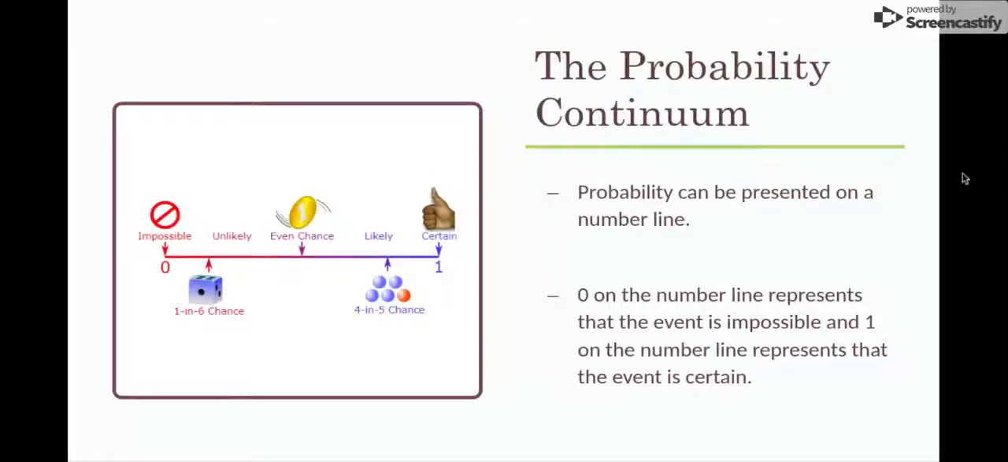Probability can be presented on a number line. This is called the probability continuum. The left side, or 0, represents the impossible. The right side, or a 1, represents that an event is certain. Anything closer to 0 is unlikely. Anything closer to 1 is likely. And smack dab in the middle is about a half, even chance.